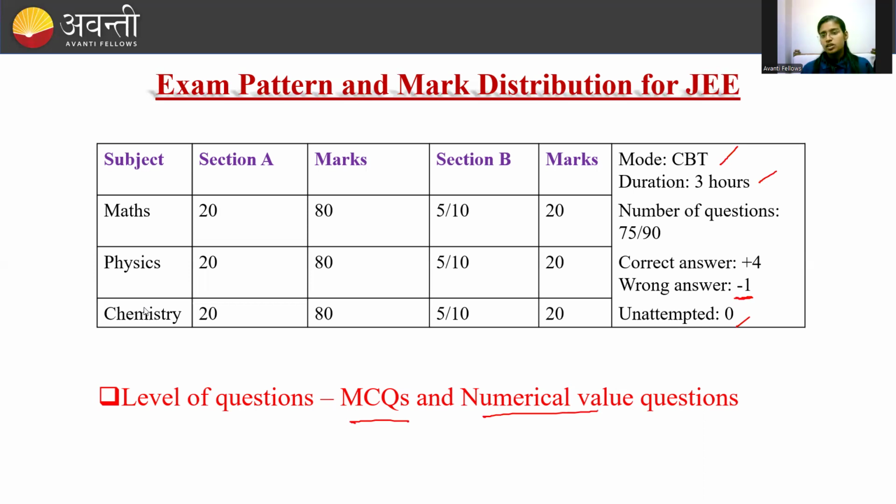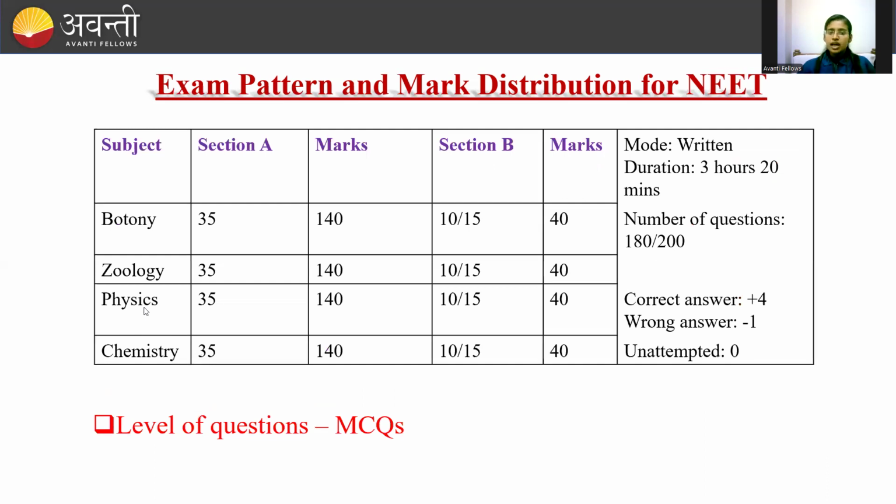This is about JEE. Then if I come to the exam pattern and mark distribution for NEET, here we have 4 subjects: botany, zoology, physics, and chemistry. Here also we have 2 sections, A and B. Section A consists of 35 questions and section B consists of 15 questions, and out of 15, you are going to attend only 10. So 35 plus 10 will be 45. So from each subject, you are going to attend 45 questions.